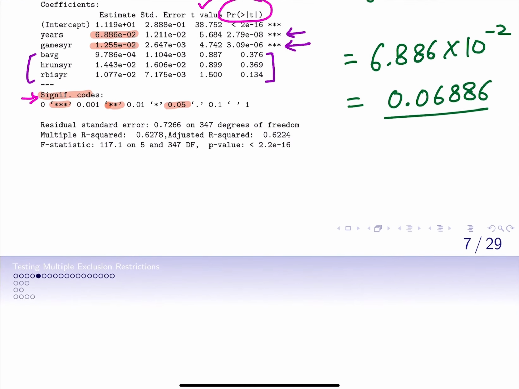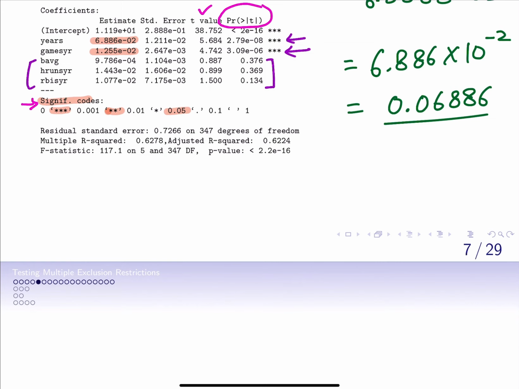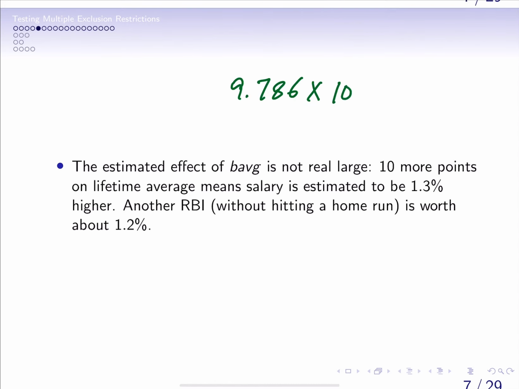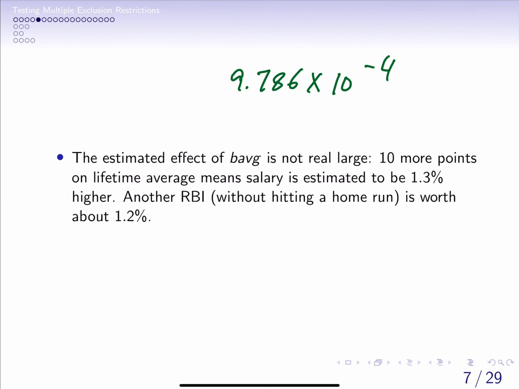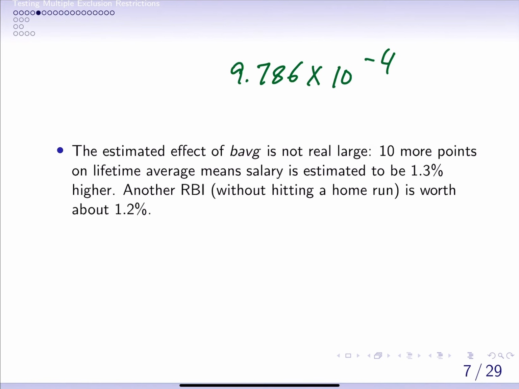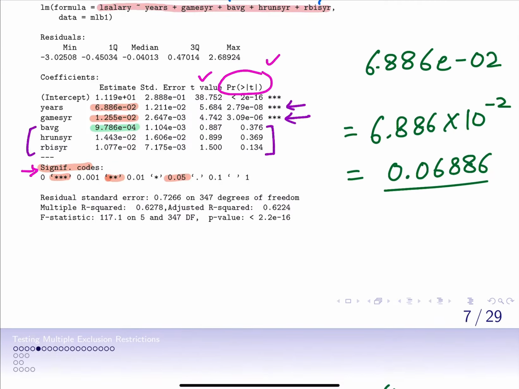Okay, so if we want to look at the effect of batting average, for example, this is a really small number, right? So this is saying it's 9.786 times 10 to the negative 4, right? And this is a very, very small number. And this is not very large, right? So that's what it's telling us.